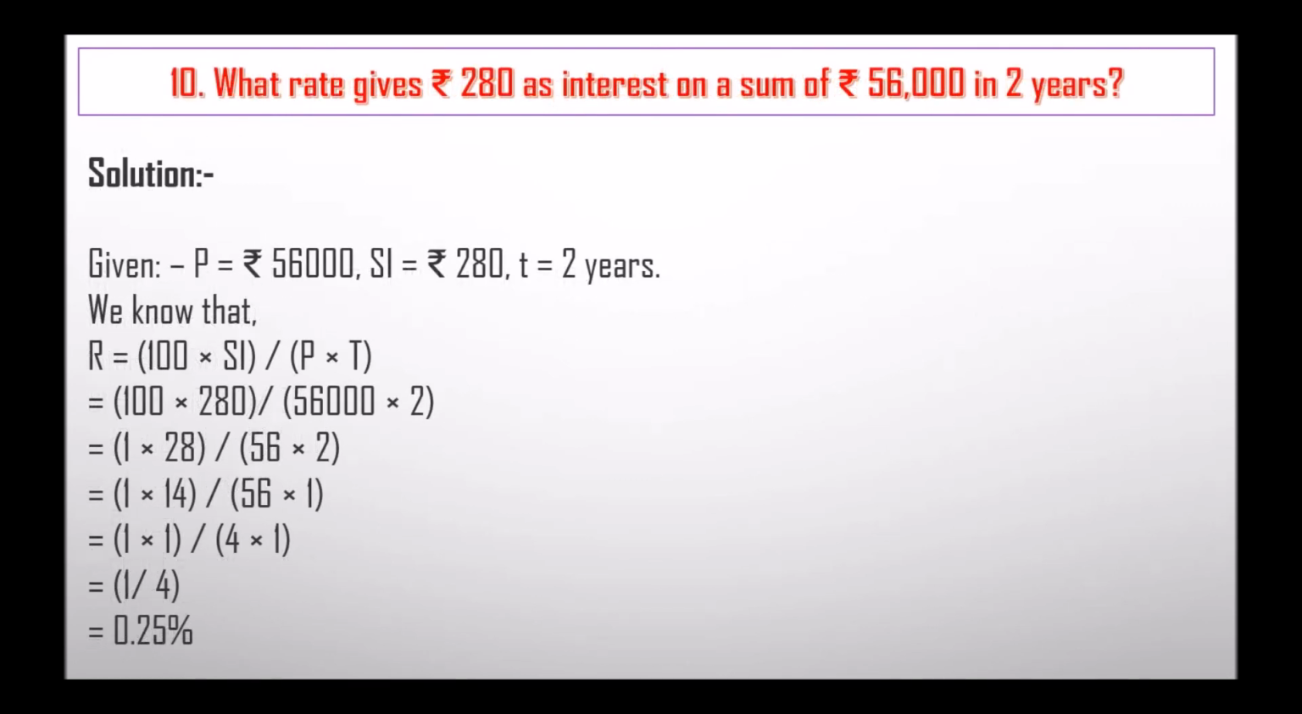Next, 10th question, what rate gives rupees 280 as interest on sum of rupees 56,000 in 2 years? So principal is given 56,000, SI is given 280 and time is given 2 years. We have to find rate of interest. So rate of interest formula is 100 into SI upon P into T. So 100 into 280 upon 56,000 into 2. So 1 into 28 upon 56 into 2. 1 into 14 upon 56 into 1. So 1 into 1 upon 4 into 1. So 1 upon 4, that is 0.25%.